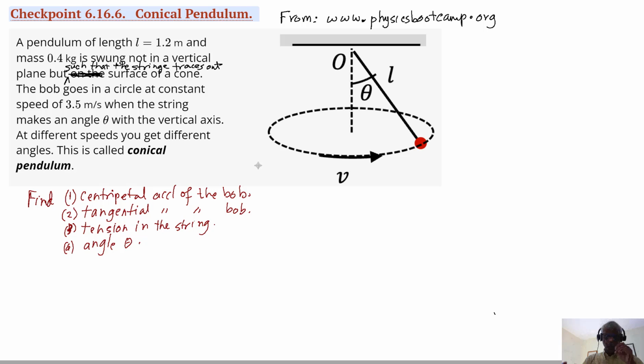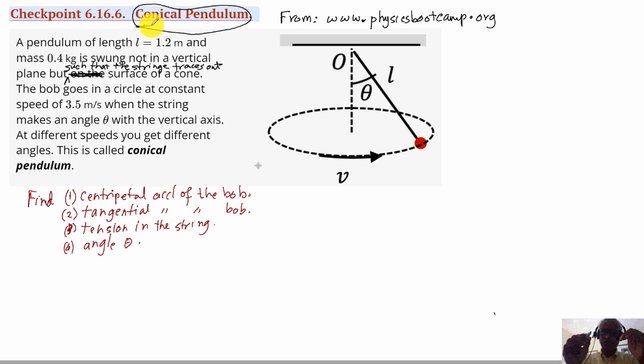Today we are going to talk about a very standard problem from the forces chapter, and this problem is called the conical pendulum problem. So what's the conical pendulum?